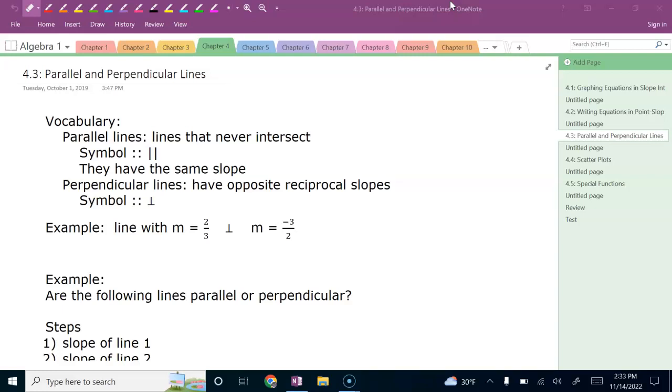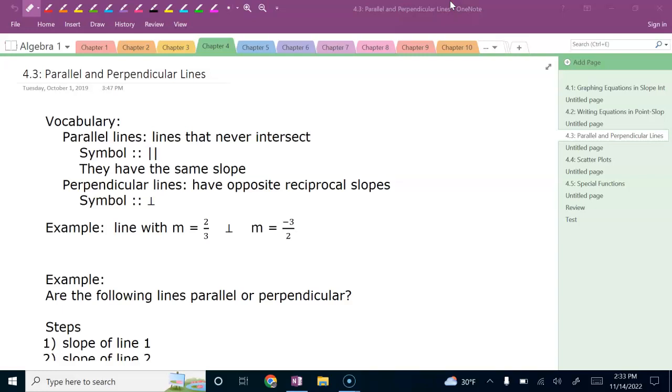That means that they have opposite signs, so one would be positive and one would be negative. And reciprocals would be when you look at the slope as a fraction and you flip it upside down. Both of those things have to happen in order for lines to be considered perpendicular. For example, if I have a line that has the slope 2/3, the perpendicular slope would be a negative 3/2. See how the sign changed and see how they flipped my fraction upside down.